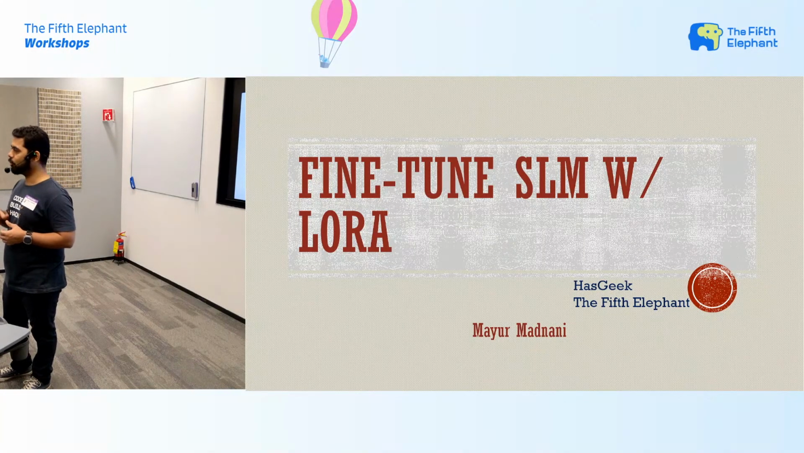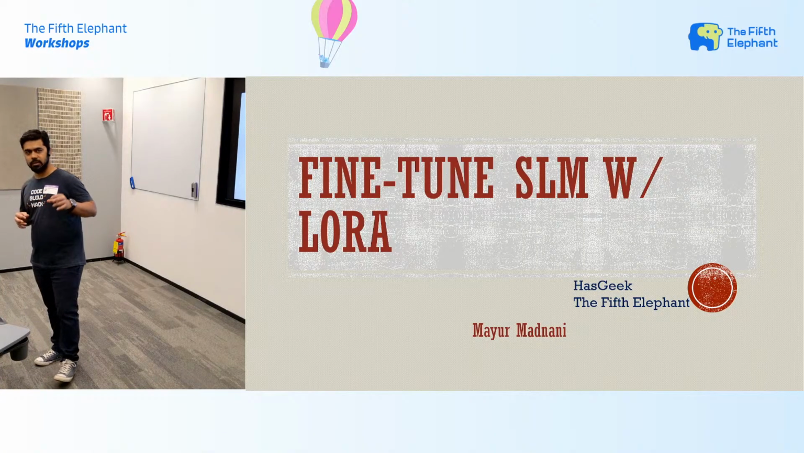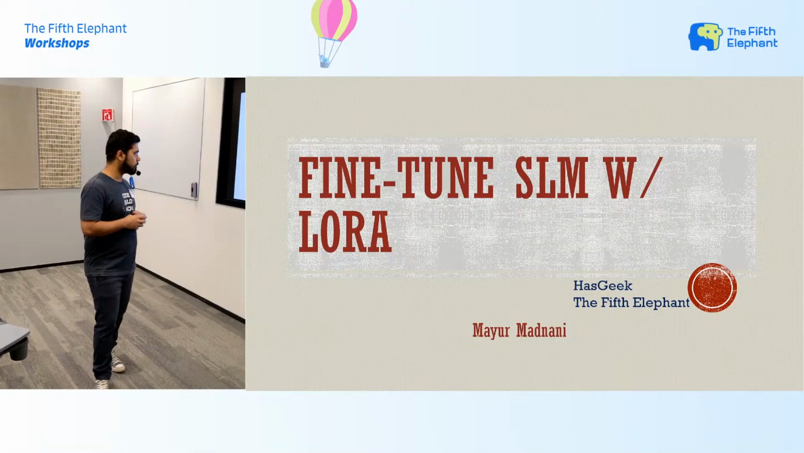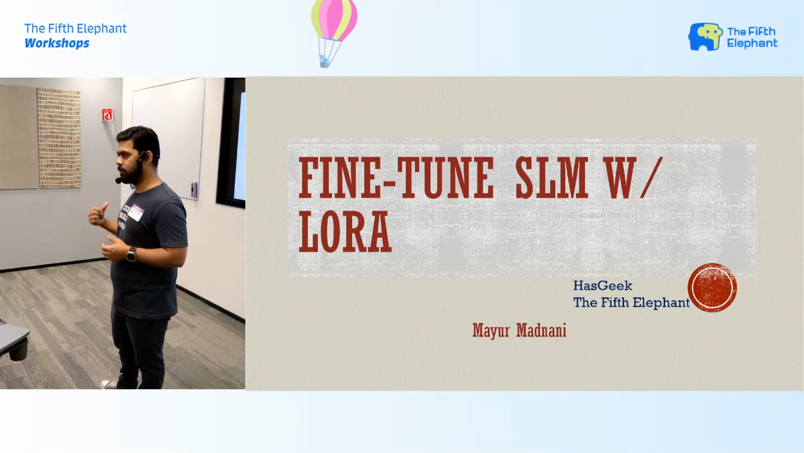Like we had monoliths before in backend systems, then we moved to microservices. The reason being, a single microservice is doing one task. Something similar, you'll have different SLMs specifically fine-tuned for particular use cases, and then you can build a complete agentic workflow with that, right? That's the idea here. And the last part is LoRA, which is a particular technique that we'll be using today.